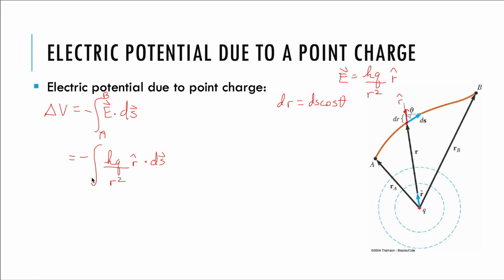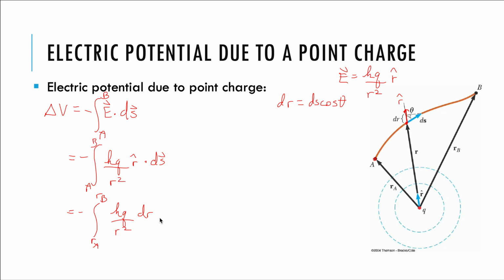So now that we know that, we can go ahead and simplify this. We're still going from A to B, but now we change it to kq over r squared, and then this dot product here is equal to dr. So now we want to integrate in the r direction. We can say that we're going to integrate from RA to RB, where RA is this position here and RB is that position here. Okay, so we're almost done.